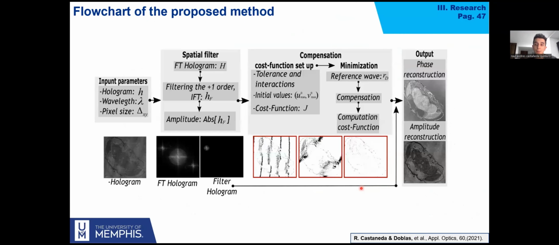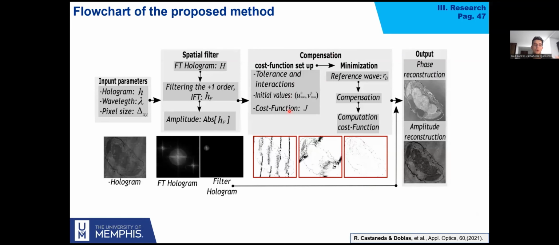So this is the block diagram of the proposed algorithm. The whole approach is composed of 4 stages. The first stage is the input parameters: the hologram, the wavelength, the pixel size. The second stage is the spatial filter. Later, let's start the compensation.